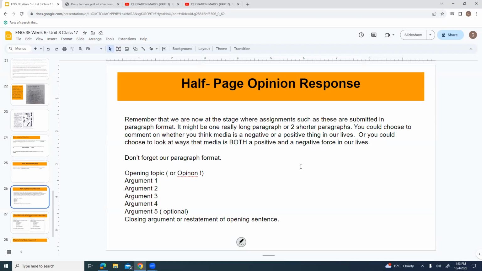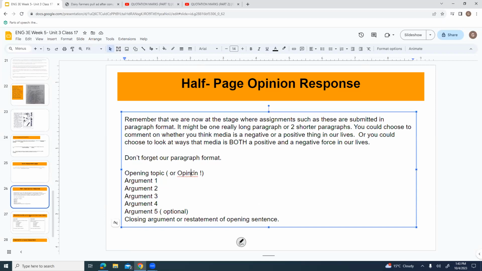Remember that we are now at the stage where assignments such as this are submitted in paragraph format. It might be one really long paragraph or 2 shorter paragraphs. You could choose to comment on whether you think media is a negative or a positive force in our lives, or you could choose to look at ways that media is both a positive and a negative force in our lives. Don't forget our paragraph format: an opening topic, where you would state your opinion. Argument 1, argument 2, argument 3, argument 4, argument 5 might be optional, might need that. And then a closing argument or a restatement of the opening sentence. And you would follow that again if you have a second paragraph.